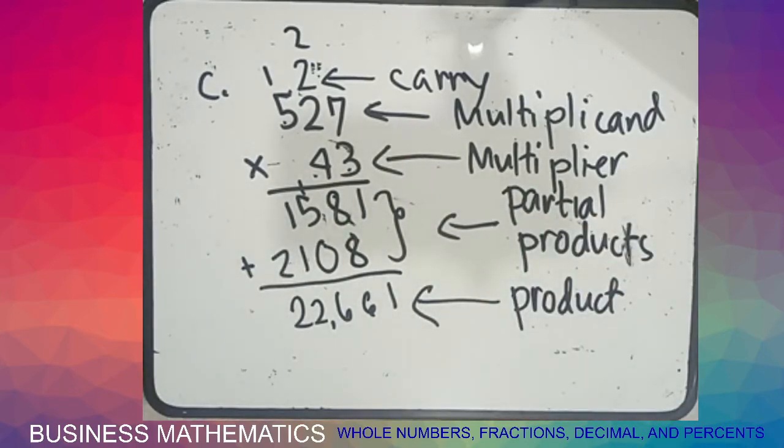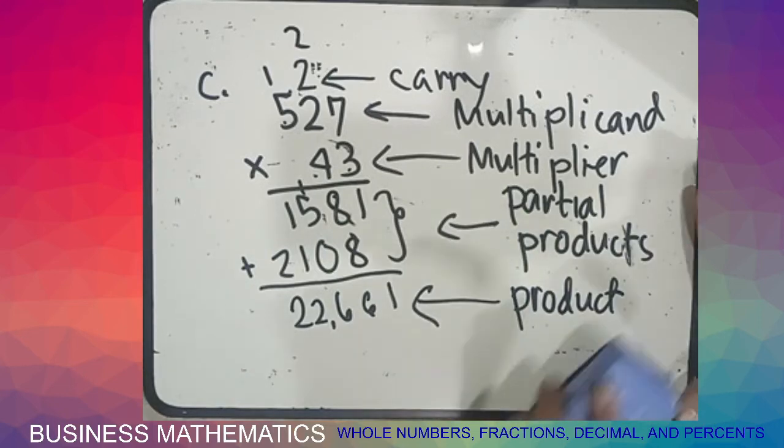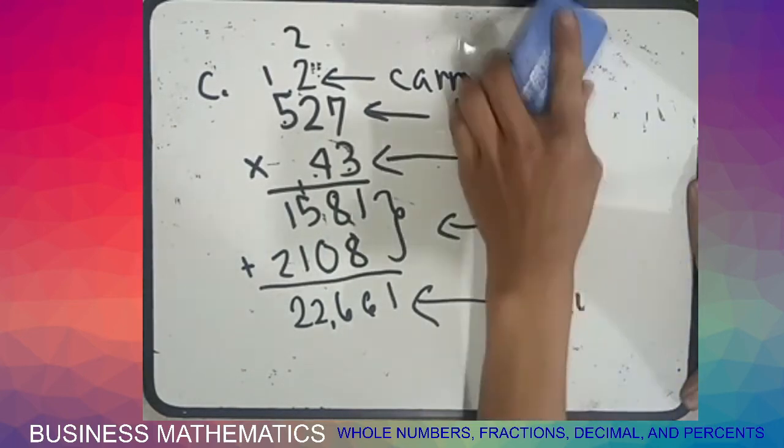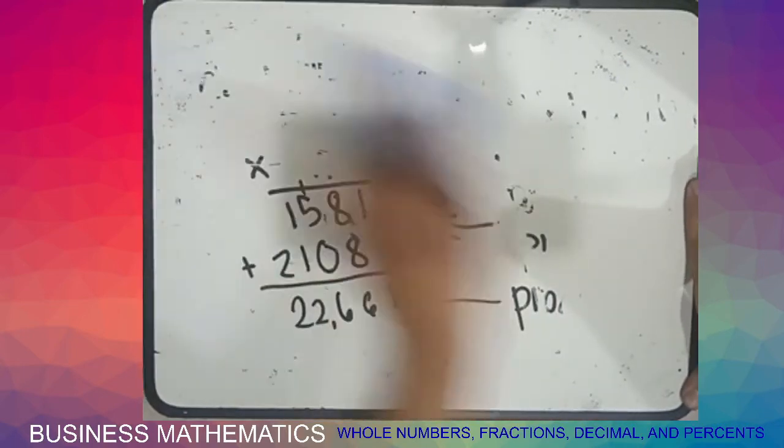Yan, partial products. Parang tinuro lang sa amin dito ay yung multiplicand, multiplier, at saka products. Tsaka yung carry, syempre. So, nababa. Okay. So, last. So, division tayo. Division.